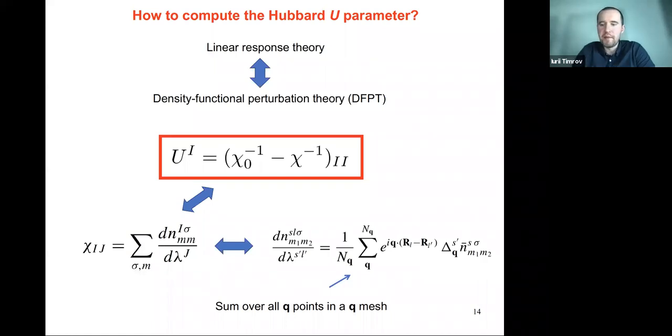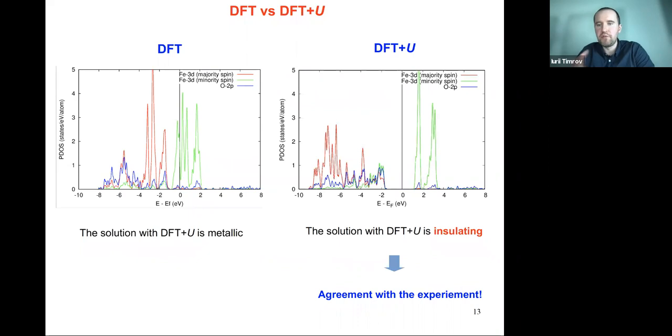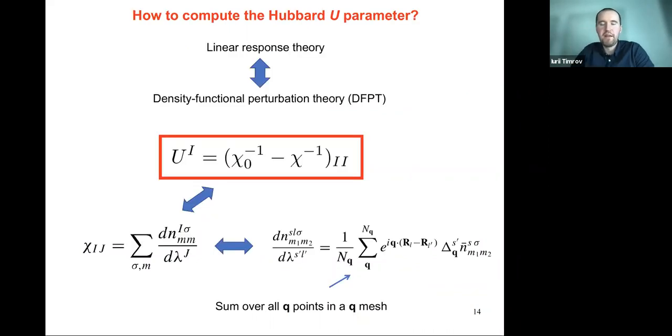I don't remember the experimental value. Let's say, I don't want to say some random number, but some value, and we want to reproduce that value as closely as possible. We can try different values of the Hubbard U parameter, and pick the one which gives us the best band gap. This is what many people do. However, this is not a very satisfactory approach because, first of all, DFT plus U is not really a method for computing the band gap very accurately.